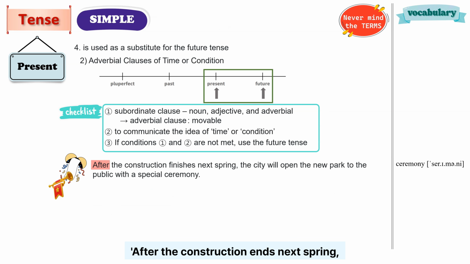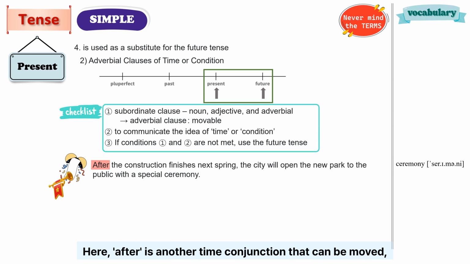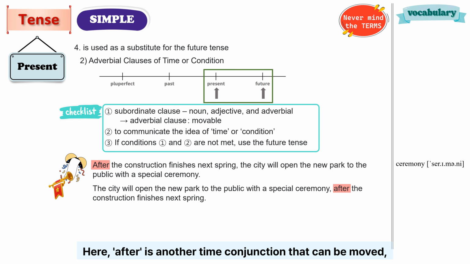Next, after the construction ends next spring, the city will hold a special event to open the new park to the public. Here, after is another time conjunction that can be moved, so the main clause uses the future tense and the subordinate clause the present tense.